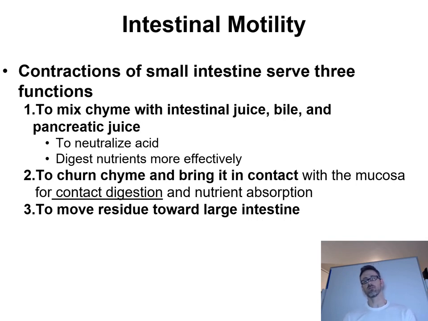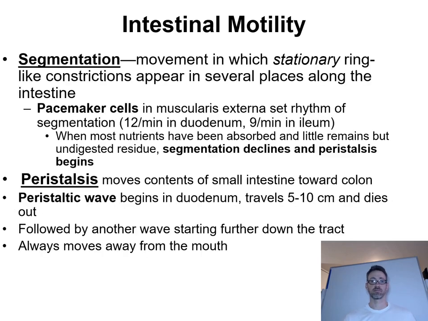And then finally, to move the contents toward the large intestine. So we got to break it up, grind it up, digest it as best as we can, and then move it forward. So there's a process called segmentation. Segmentation is essentially grinding it up. The small intestines also have pacemaker cells, just like the stomach does. Their pacemaker cells fire a little bit more quickly. So for example, in the duodenum, those pacemakers go off at about 12 times per minute, the ileum about 9 times per minute, and so on. So these are fairly fixed pacemaker rates.